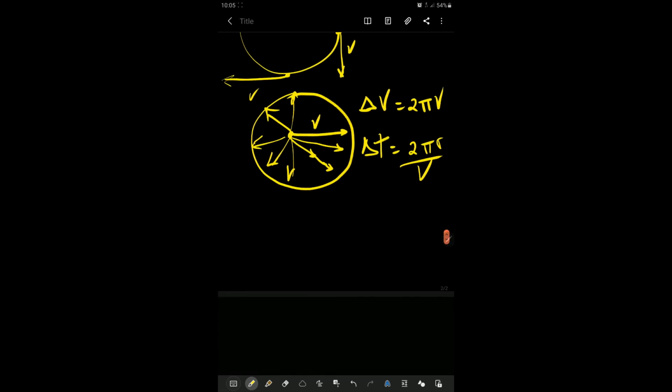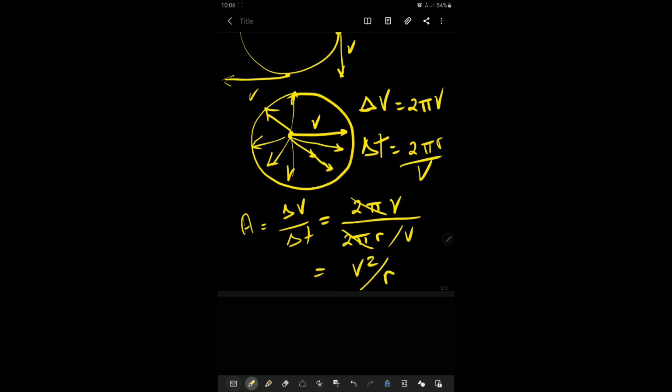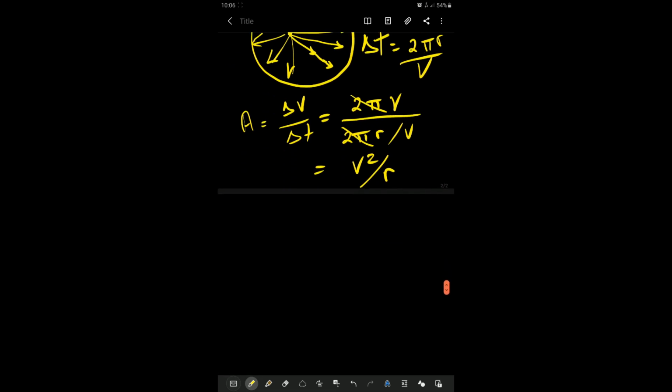So the acceleration is just change in velocity over change in time, which equals 2 pi v on 2 pi r divided by v. So the 2 pi's cancel, and what we end up with is v squared on r. How simple is that? If that is a little bit difficult to follow, there is another way.